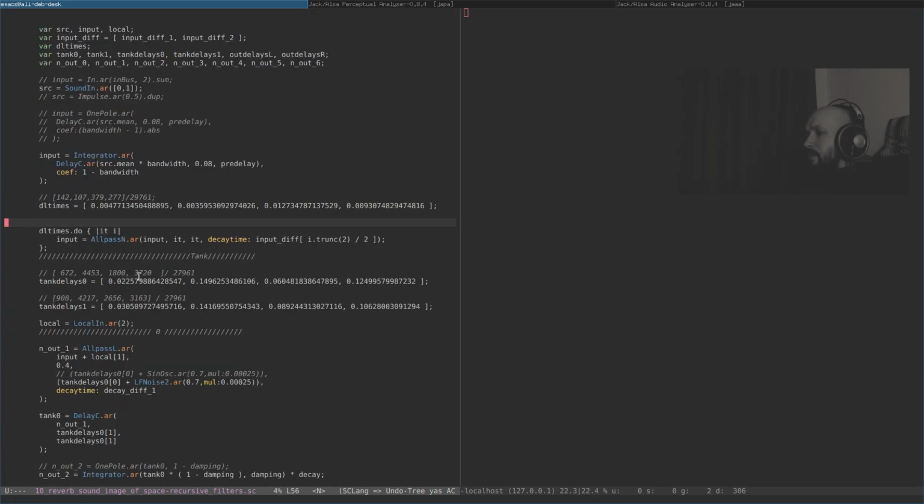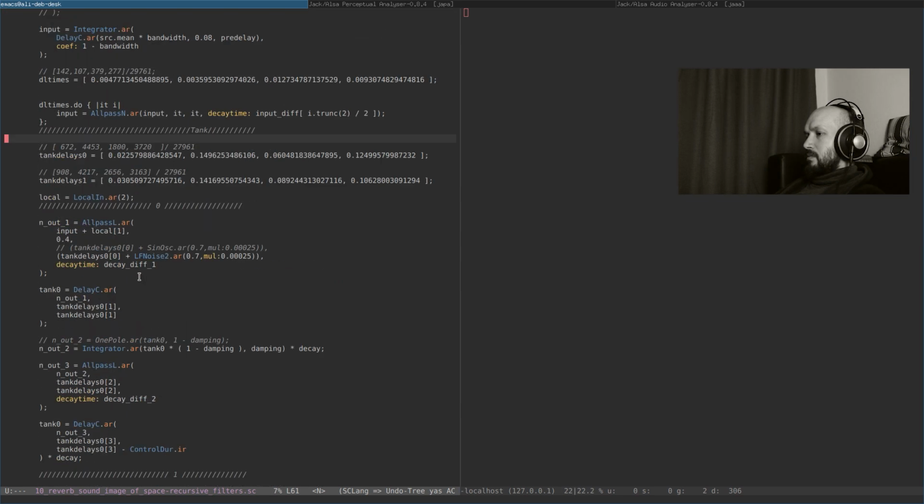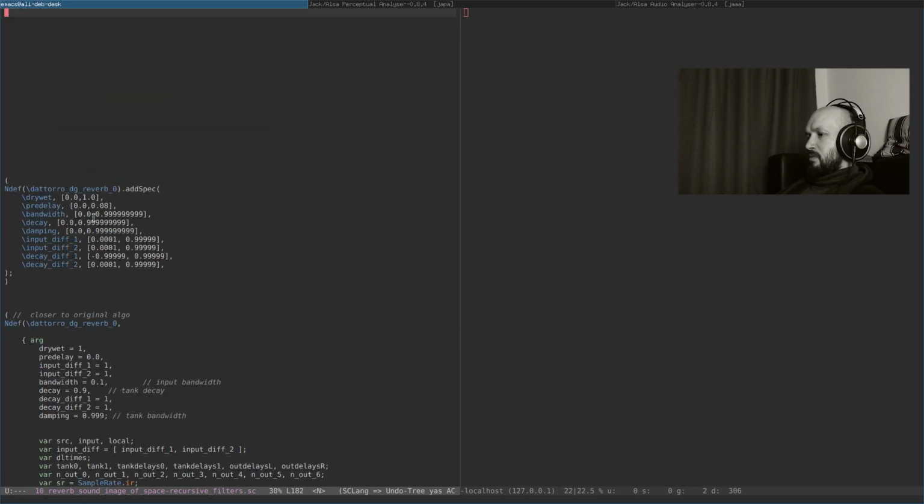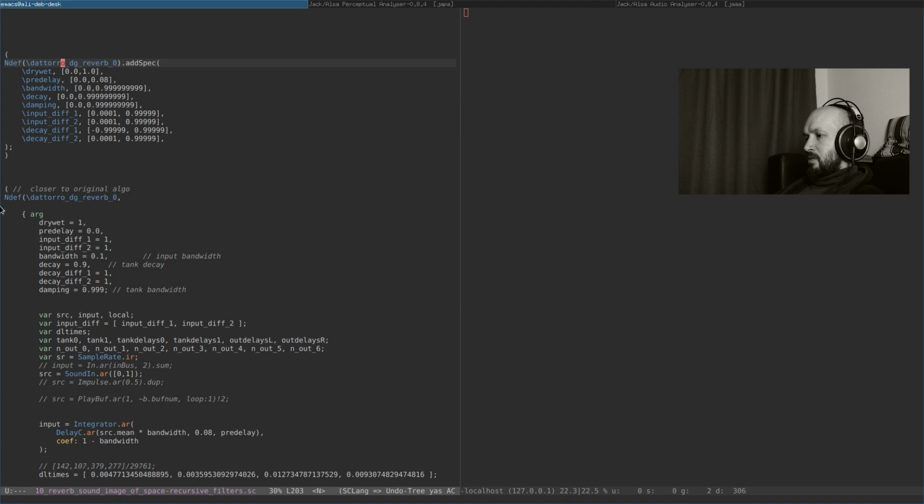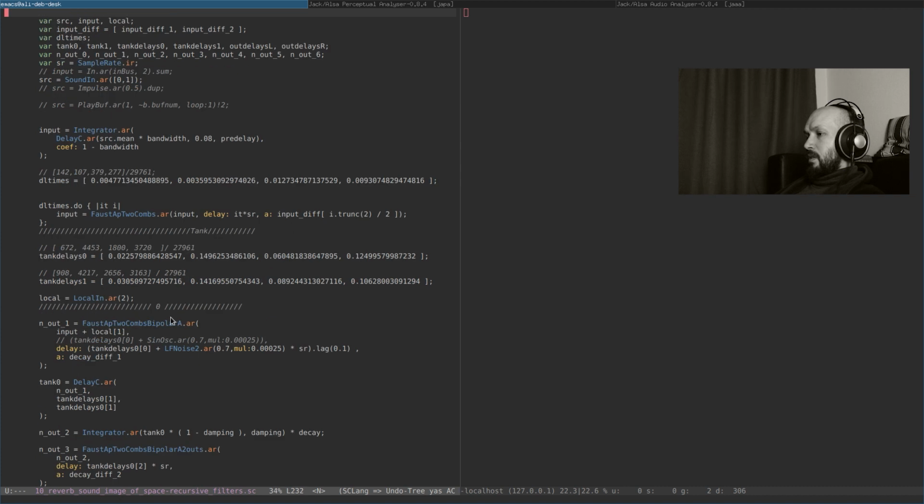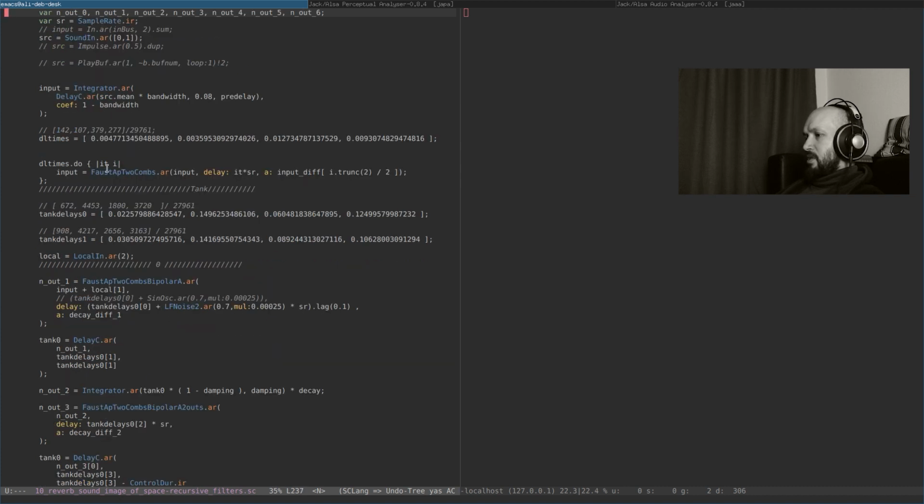So what I do here, this is the one. It's called Datoro DG Reverb 0. This one has Faust all pass 2 comps. I didn't show it with Faust, I just don't want to waste time. It's the same as this one, but the range of the A parameter is fixed from 0 to 1. I could use this one, I was just a bit lazy because this one was made first.